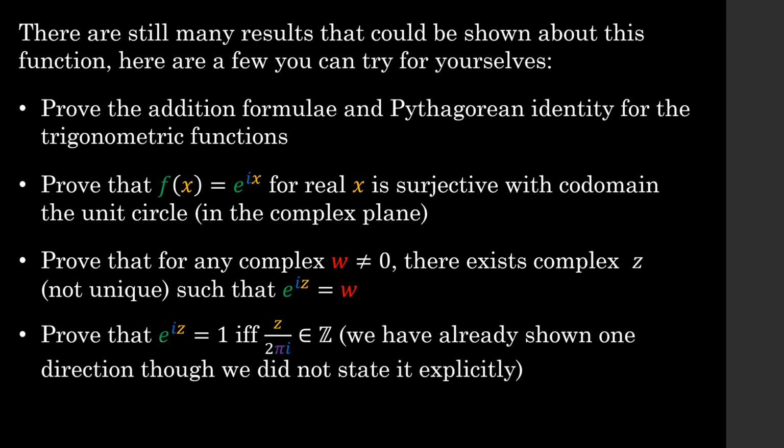So you can also prove that e to the iz equals 1 if and only if z over 2 pi i is an integer. We've shown one direction. The other direction is a lot trickier, so good luck with that. And honestly, there's a lot of things you could try to prove for yourself, if you want to try to prove that e is irrational, or that pi is. I'm not sure how the pi proof works, I'll have to look that up. But the e proof for irrationality is doable. It's not very easy, though, from what we've done already. But yeah, you can try that.